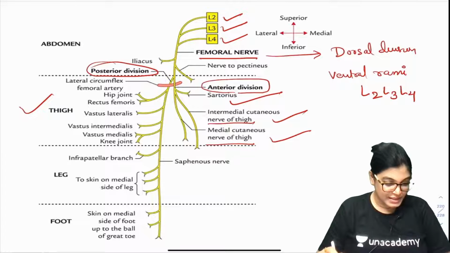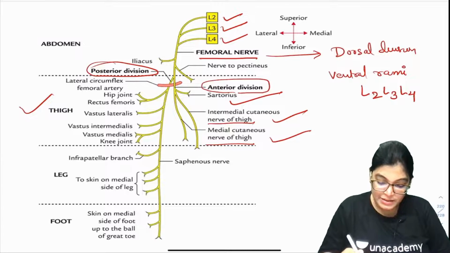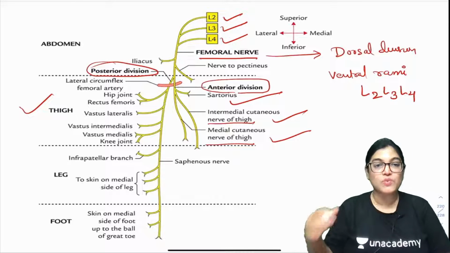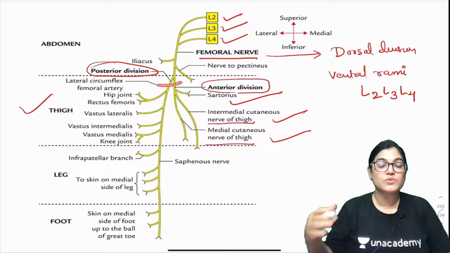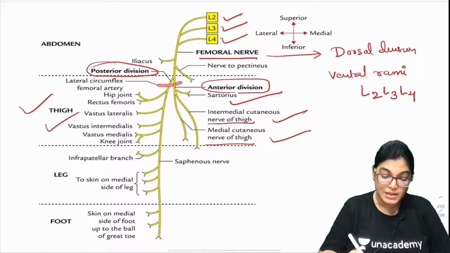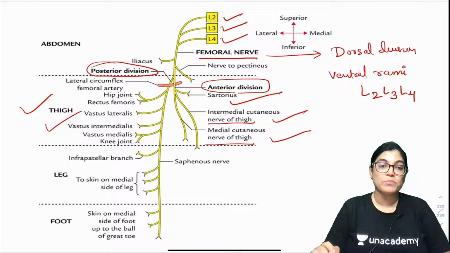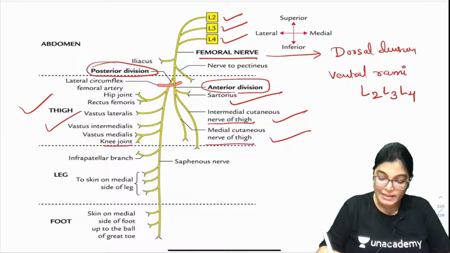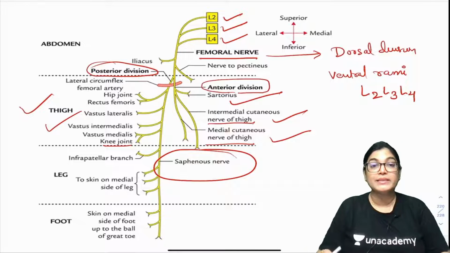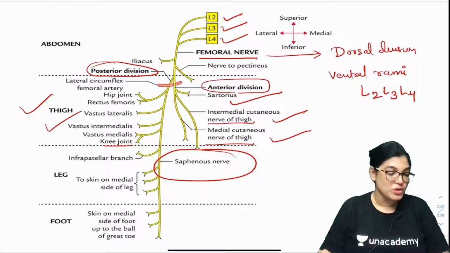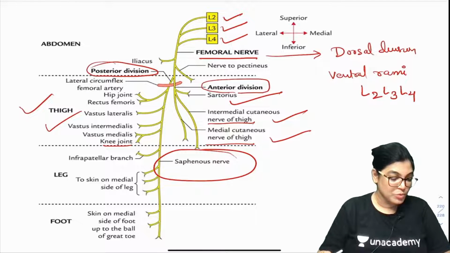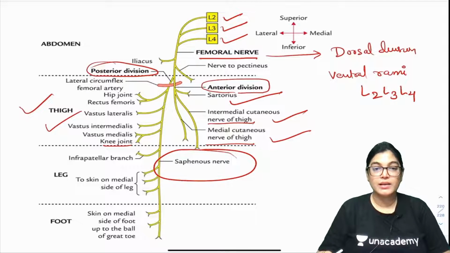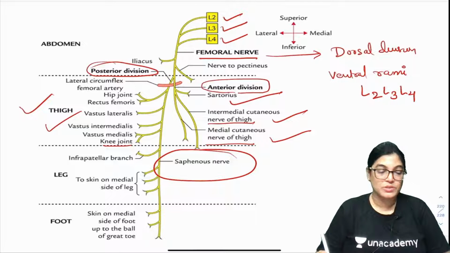Yes, so the rectus femoris, vastus medialis, vastus lateralis, all of the quadriceps femoris muscle is again getting innervation from the posterior division. It also gives innervation to the knee joint, the hip joint, and the saphenous nerve. The saphenous nerve is a branch from the posterior division of the femoral nerve. So is it clear?